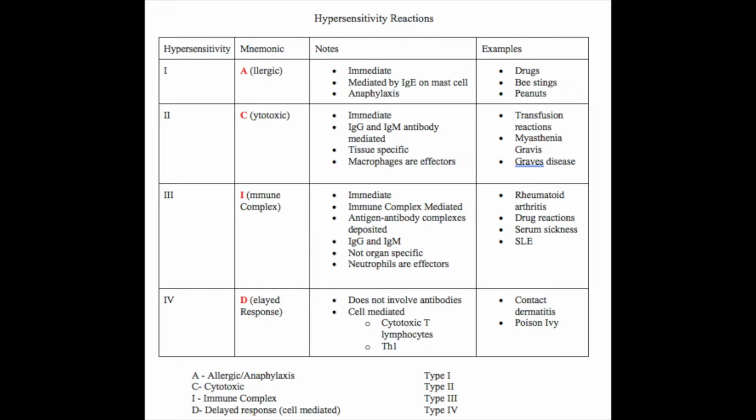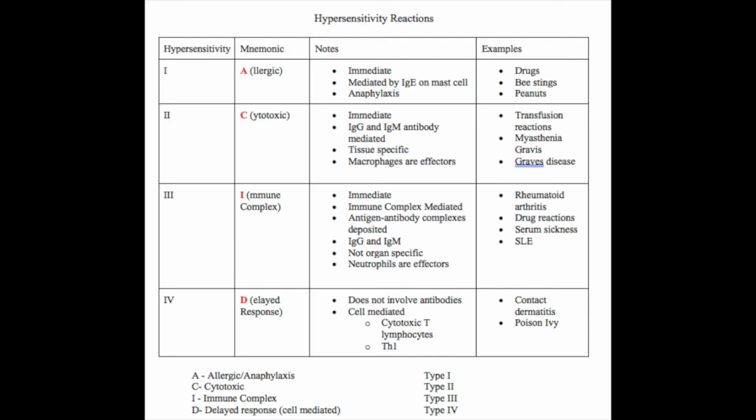letter A in ACID because the first type of hypersensitivity is an allergic reaction. So this is your anaphylaxis. Also, it's mediated by IgE, which, as we know, goes with allergic reactions, eosinophils, all those sorts of things that go along with allergic reactions. So this happens immediately. And an example would be a bee sting or a reaction to peanuts.